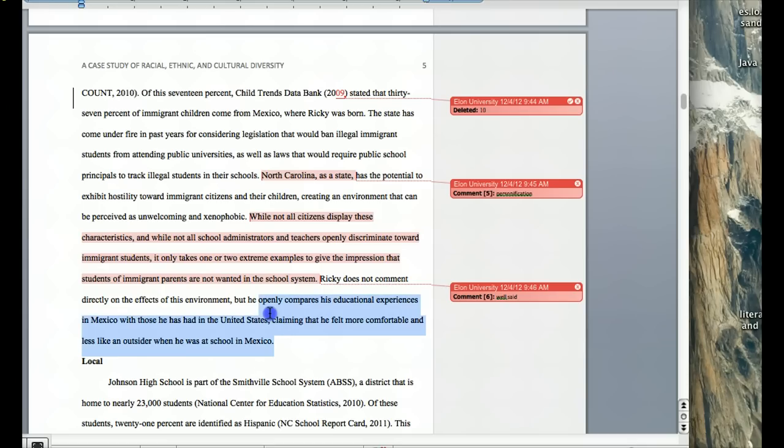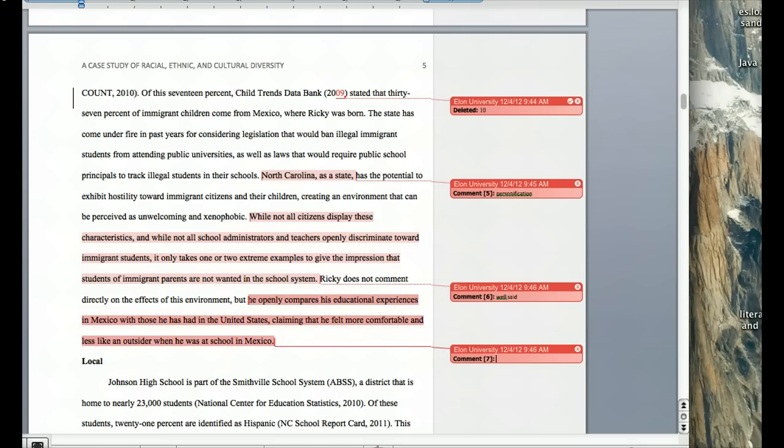And then this is key. So the content of the context is being directly connected to Ricky. So remember, we don't want to go multiple paragraphs without referring to our case study, student or students.